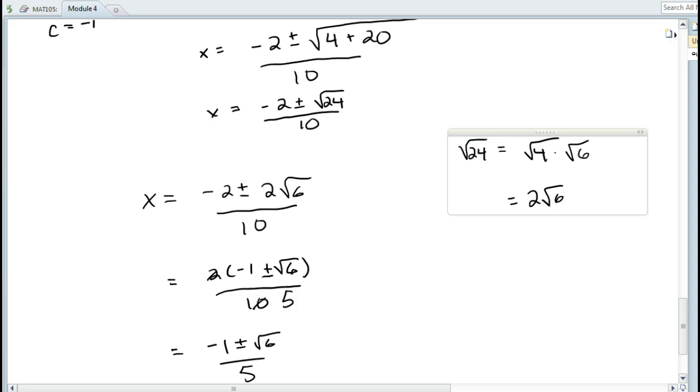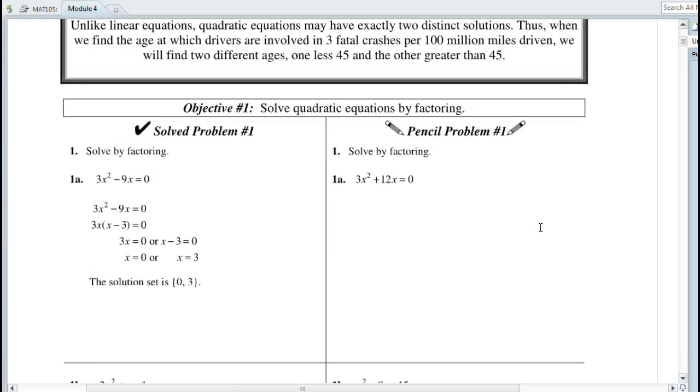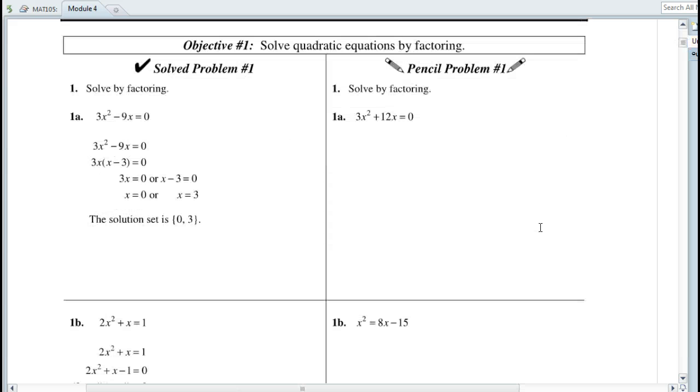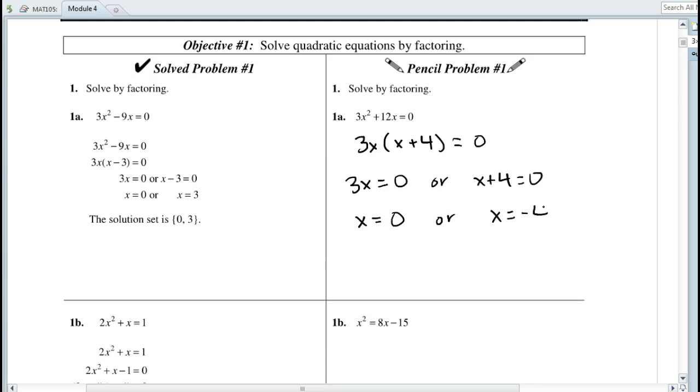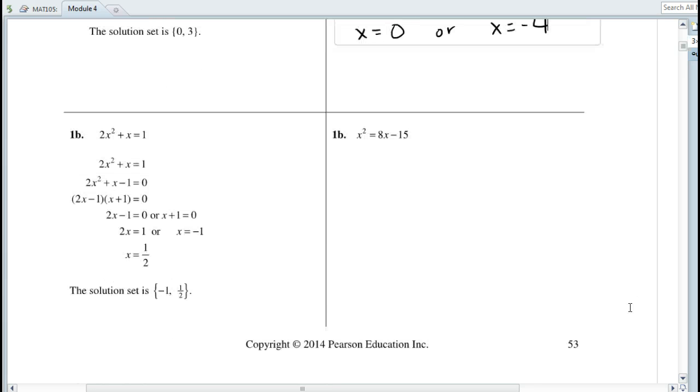Okay, so back to the learning guide. Now that we know how to do all these quadratic equations, let's go through them. It should be pretty quick now. So the first one, we got 3x squared plus 12x equals 0. So we have a common factor of 3x we can take out. We'll end up with x plus 4 equals 0. So we have either 3x equals 0 or x plus 4 equals 0. Okay, the only thing that can multiply with 3 and make 0 is 0 itself. So x is 0 or x is negative 4. Alright, let's scroll down and look at the next one.